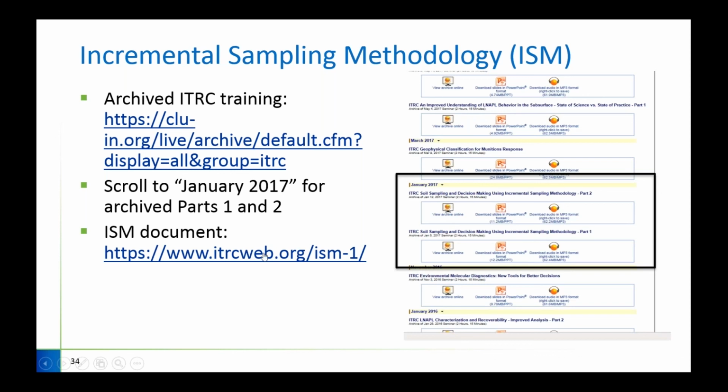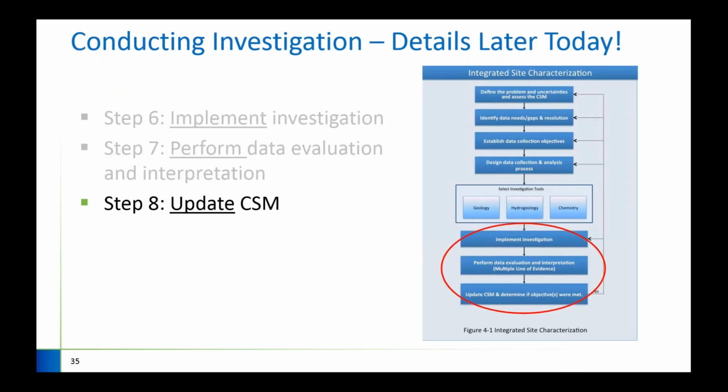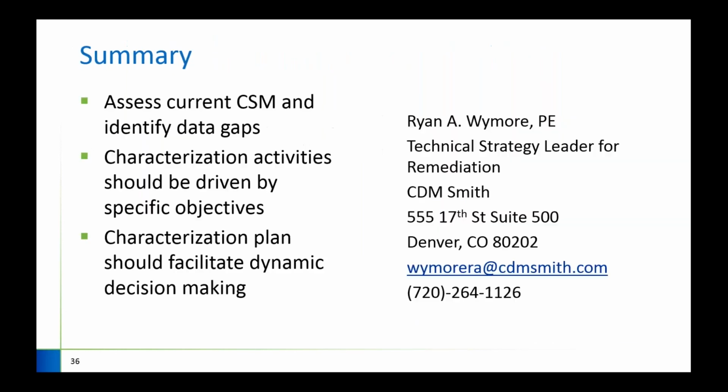All right, so the bottom part of the flowchart, again, we're hearing about for most of the rest of today is how you actually go out and use these things. And then at the end, I'll talk about data evaluation and updating the CSM. So to kind of set the stage, at this point, we're assessing the conceptual site model, identifying data gaps, setting these objectives, and then we're going out into the field.